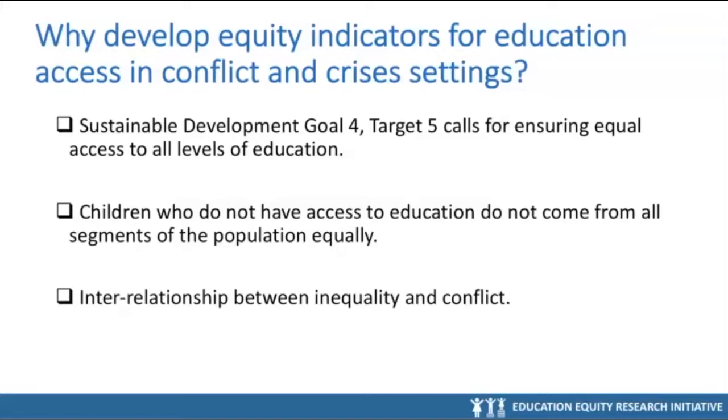In addition, recent research, some of which has been reviewed and pulled together by the Equity Initiative, provides evidence that inequalities in education can definitely increase the risk of conflict, and that experiencing conflict can exacerbate pre-existing education inequality. So to break this vicious cycle of inequality and violent conflicts and take a very conflict-sensitive approach to education programming, it's critical for practitioners to prioritize equitable approaches and to measure change in equity over time.